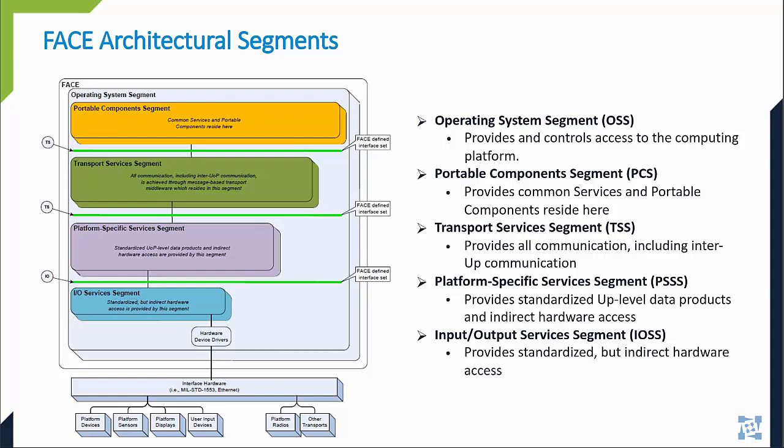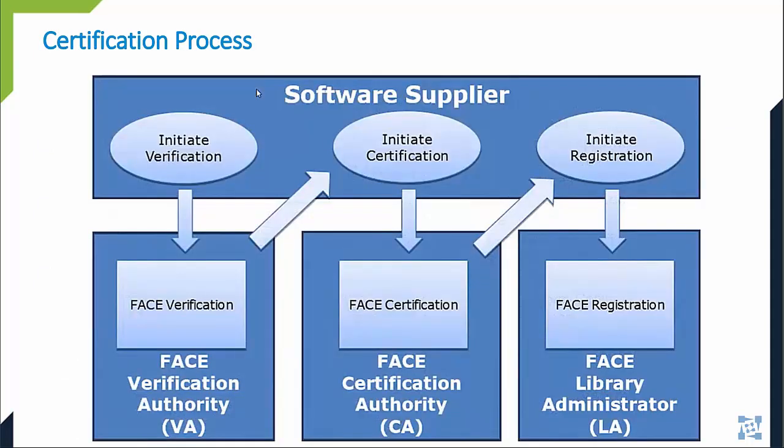So I'm now going to talk a little about the certification that I've been mentioning. The Open Group FACE consortium has a well-defined conformance program and process for software suppliers to follow. First step is for the software supplier to submit a unit of portability to the verification authority. The verification authority performs the verification activities, and this involves using a conformance test suite, which I'll also be talking a little bit about.